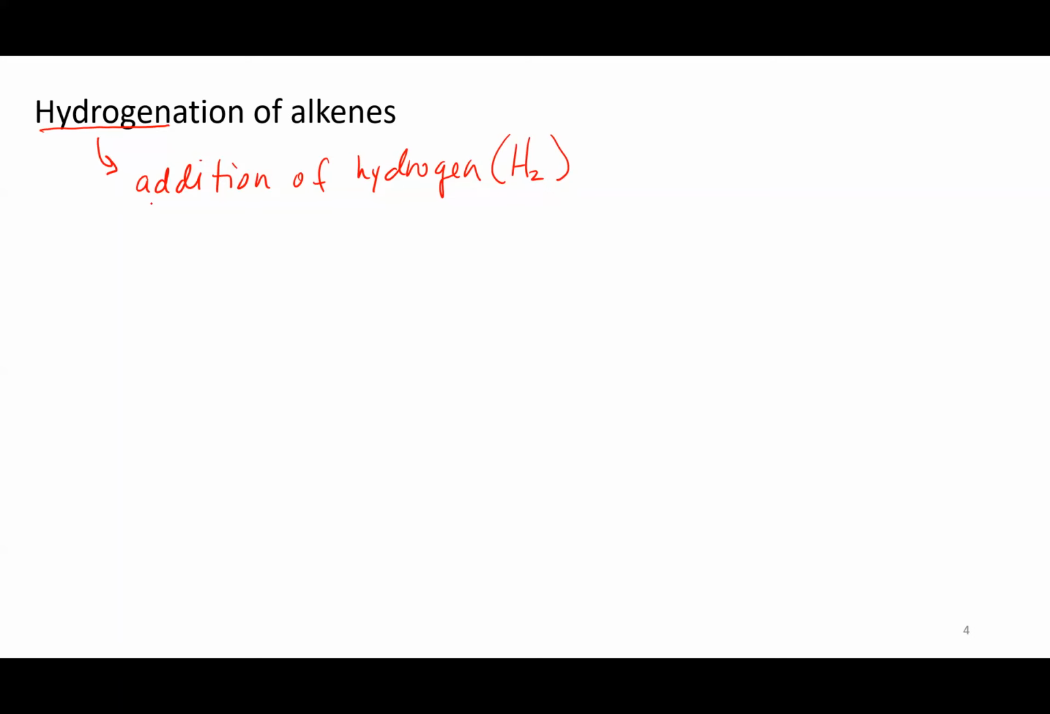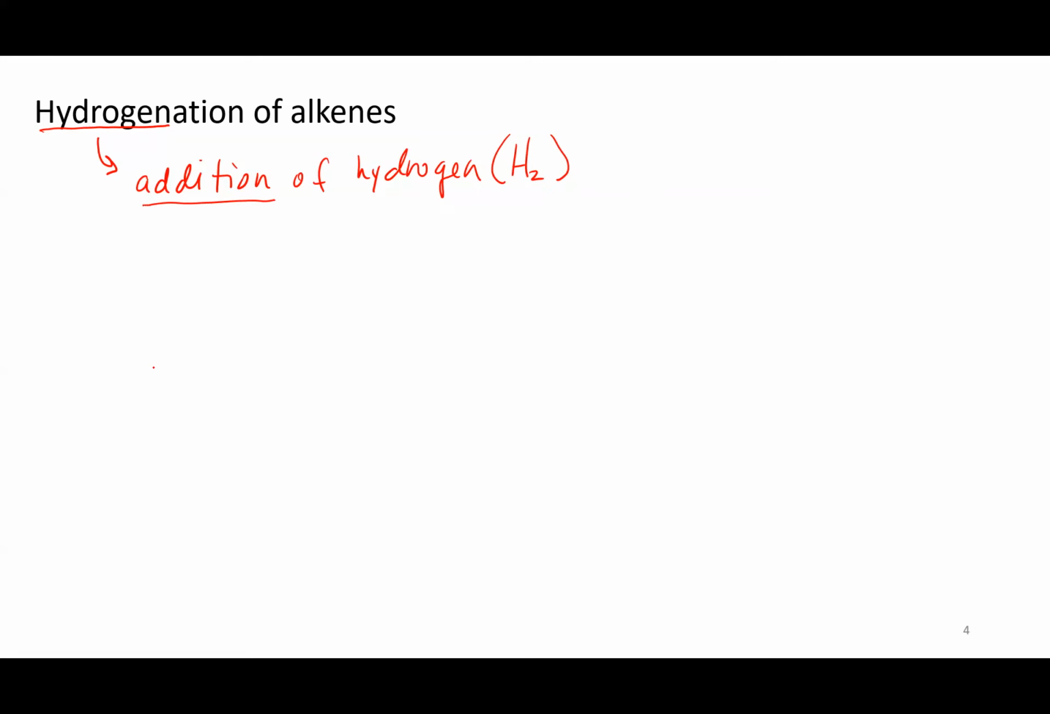So one of those terms is going to be addition. So we have what are called addition reactions. Hydrogenation is an example of an addition reaction. And the reason it's an addition reaction is because we're going to add hydrogen across the double bond of an alkene. So let's see what that will look like.